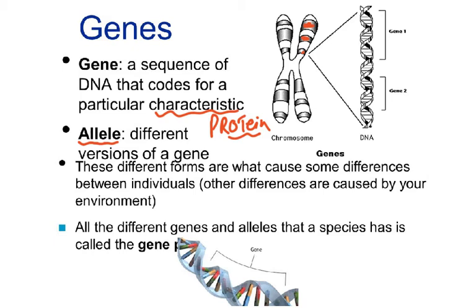And so all the different genes and alleles that a species has is called the genome or the gene profile. So this is the genetic information which would of course be present in the entire 46 chromosomes of the 23 pairs.